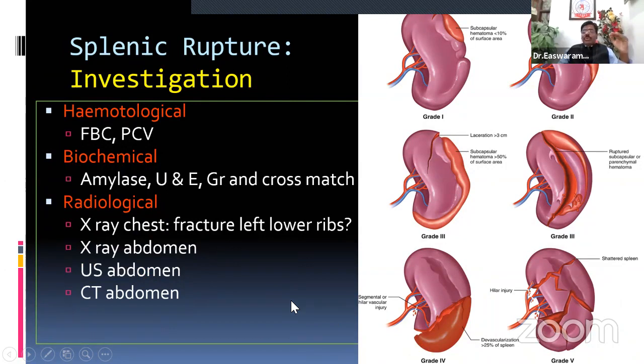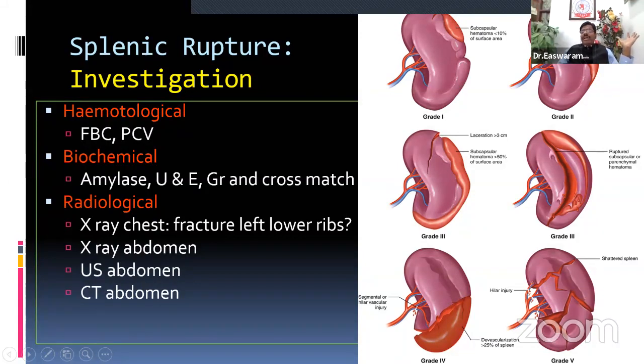Spleen can be injured with just a small hematoma within the capsule, a subcapsular hematoma, or a small laceration. Accordingly, it is graded from grade 1 to grade 5. Grade 4 and grade 5 are very serious injuries. Grade 4 is like avulsion of the lower or upper pole, and grade 5 is a shattered spleen with injury of the hilum of the spleen. That is a very severe injury.